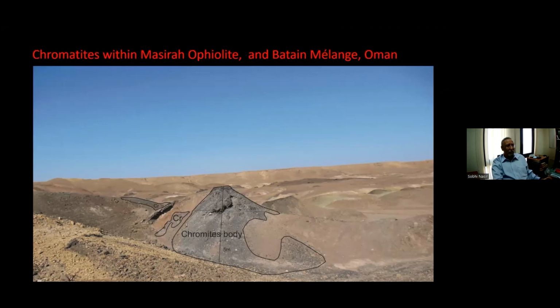Besides that, the Masirah contains also several outcrops of chromite, and that was one of the main aspects for mid-ocean ridge. It was presumed by Rawlinson that mid-ocean ridge Ophiolite contains no chromite bodies, but on the opposite, we find a lot of chromite bodies within this mid-ocean ridge Ophiolite in Masirah.